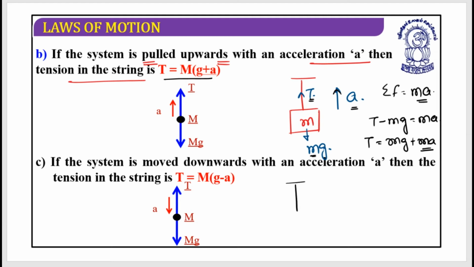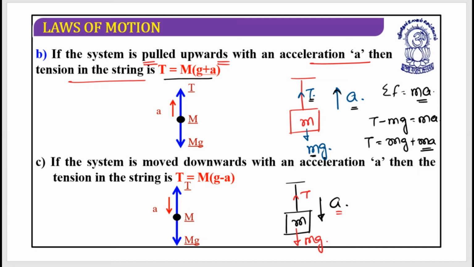Same way, let's suppose this system is moving in the downward direction with an acceleration a. Now what would be the situation? The situation is that this is mg, upward it's T, and this object is moving downward. So which one is the greater, mg or T? Any idea? Yes, you are correct.